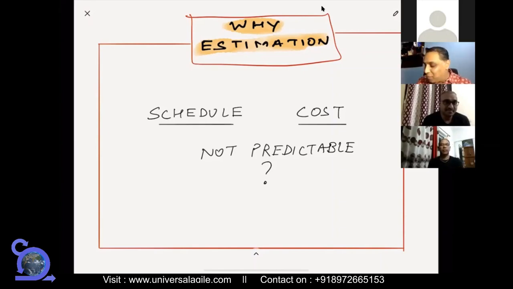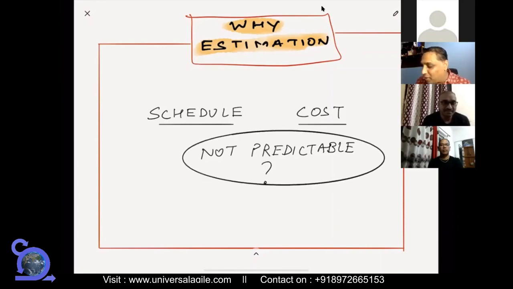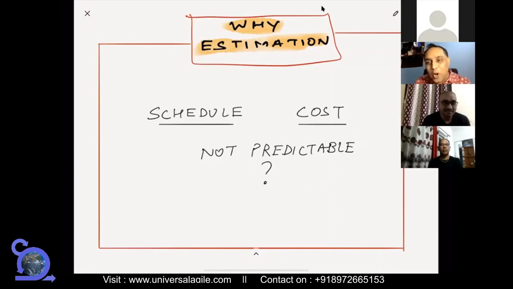Then I asked him, if you are not predictable in your estimates, would your organization say that you are doing a good job? He said no. Then I looked at the CTO and said, "Dear CTO, can you tell me, in your organization, what percentage of the time are your estimates predictable?"